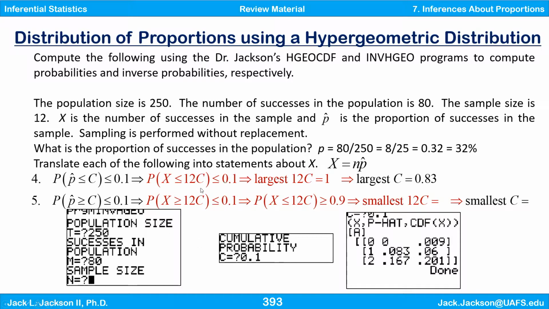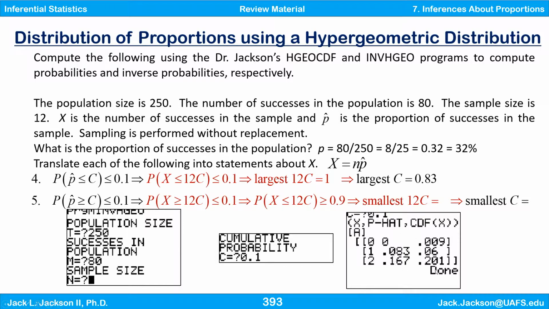All right, how about an inverse probability? The first one here says the probability to the left is less than 0.1. And we run our inverse HGO. We give it the population size is 250. Successes in the population is 80. Sample size is covered up there, but it's 12. And then we give it the cumulative probability, which in this case is 0.1.